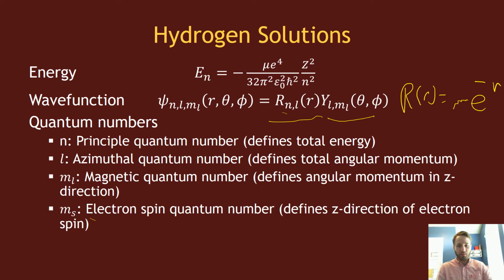And then the quantum numbers out of the solutions of the Hamiltonian are your principal quantum number, n, that's giving you your total energy. l is your angular momentum quantum number. That's going to be your total angular momentum quantum number. And m sub l is referred to as the magnetic quantum number. That's the angular momentum in the z direction.